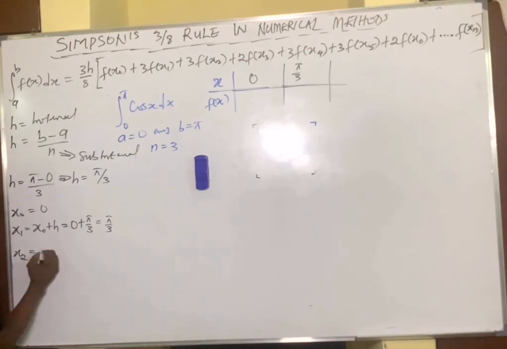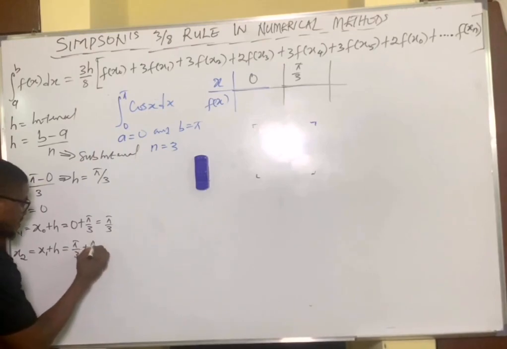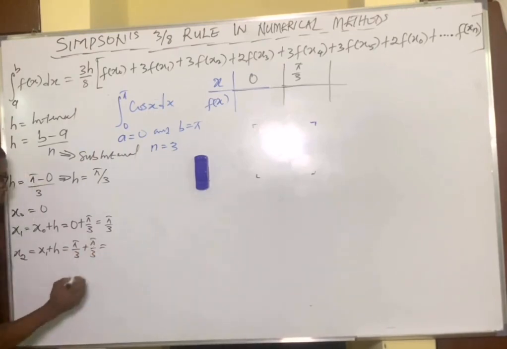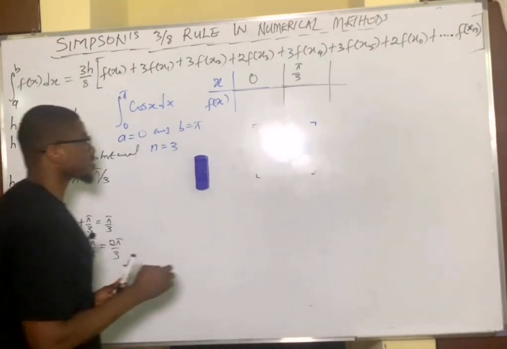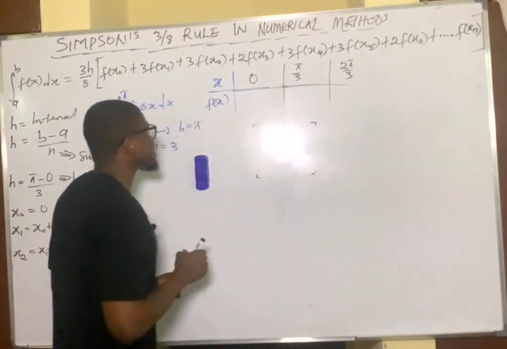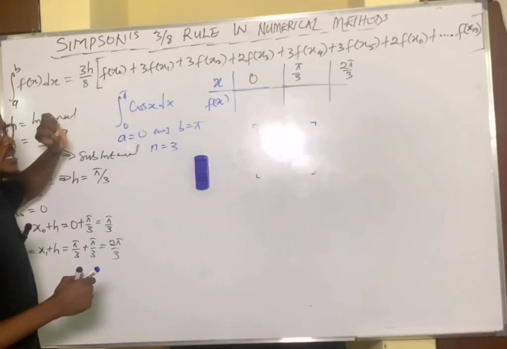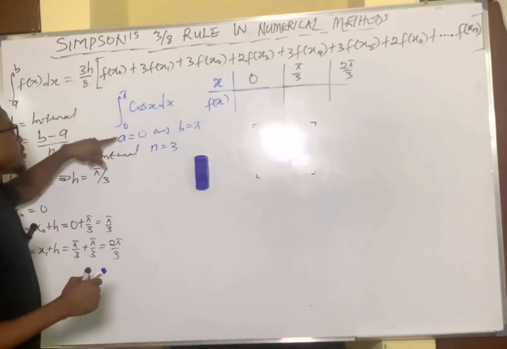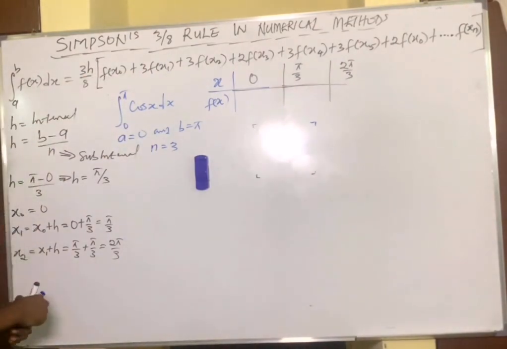Next, I find x2. x2 is going to be equal to x1 plus the interval h. x1 gave me pi over 3, plus the interval pi all over 3. So this is going to give me 2 pi over 3. So x2 is actually 2 pi all over 3. What we are doing is splitting this interval between 0 and pi. It must start from 0, the lower limit, and it mustn't exceed the upper limit, pi. Since we've not gotten pi, we keep on splitting.